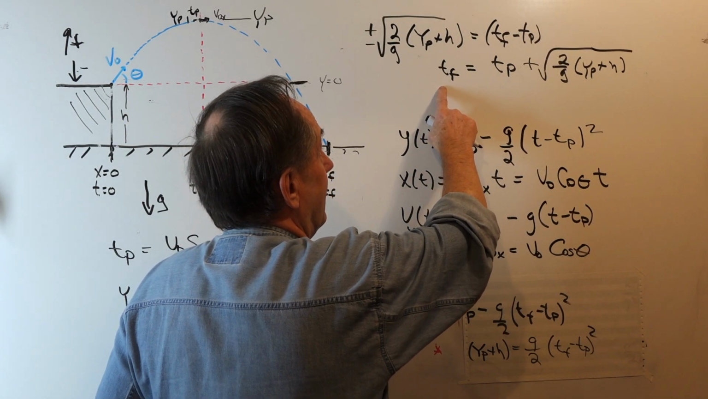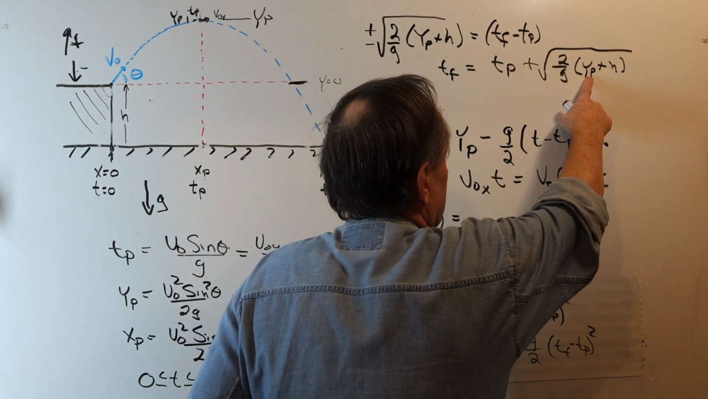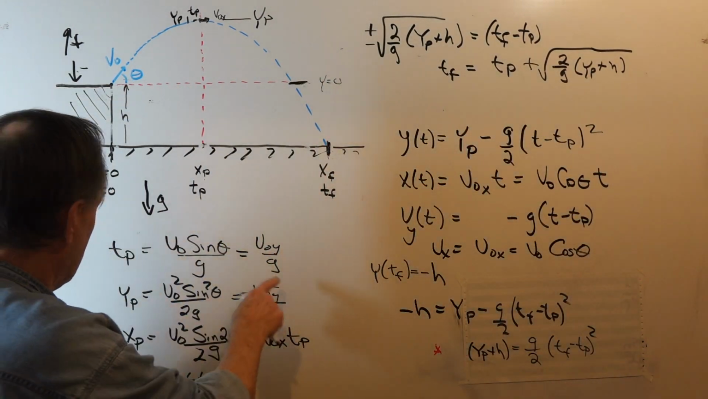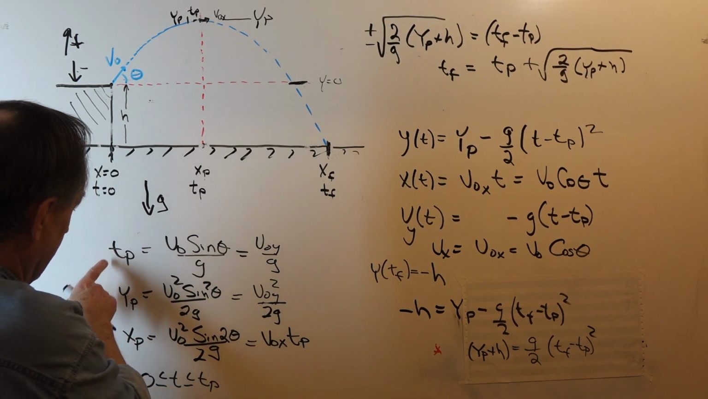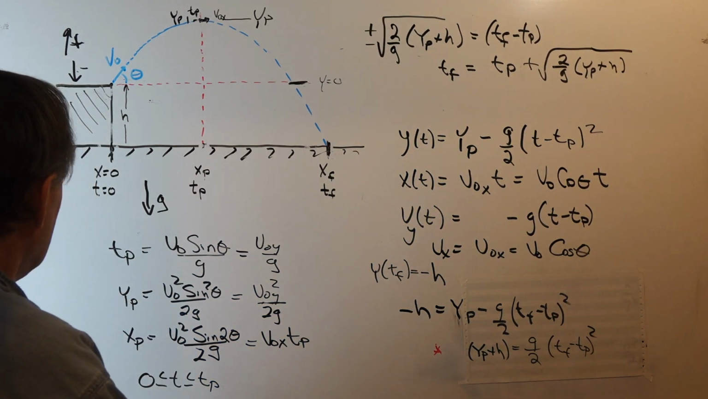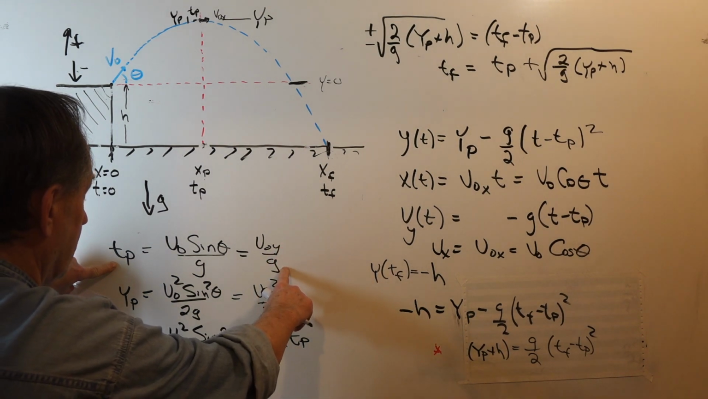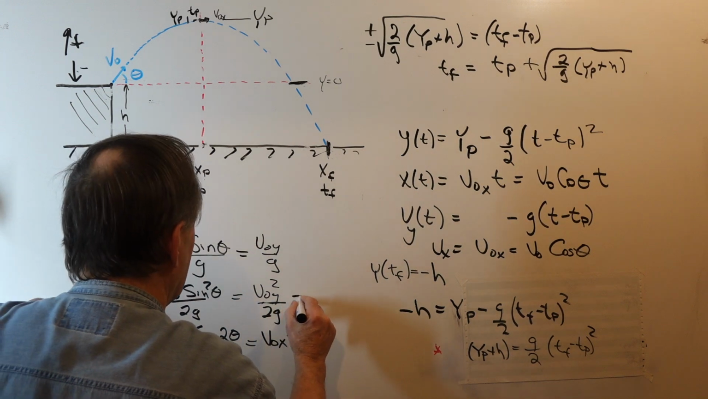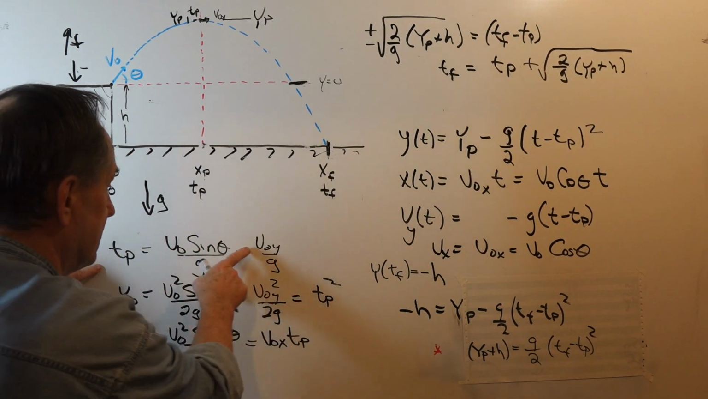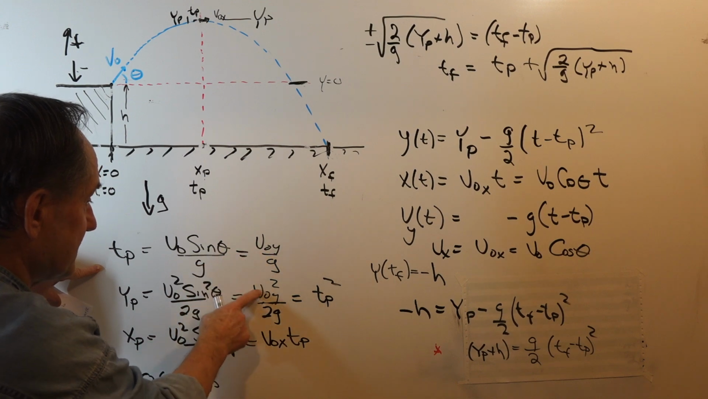So we have our final time in terms of the time to get to the peak and the height at the peak. Now we can also write this in another form by noting that there's a relationship between the time to the peak and the peak y velocity. If we take t peak squared, we get v0y squared over g squared.